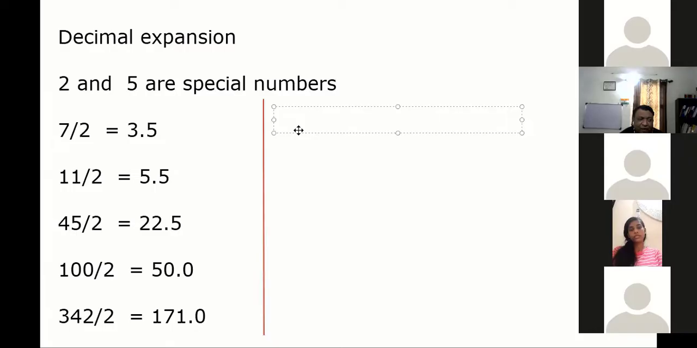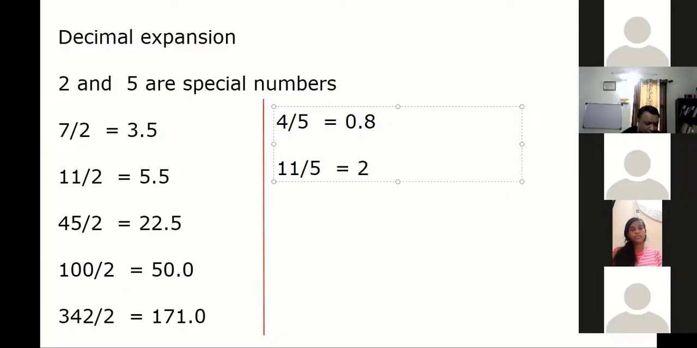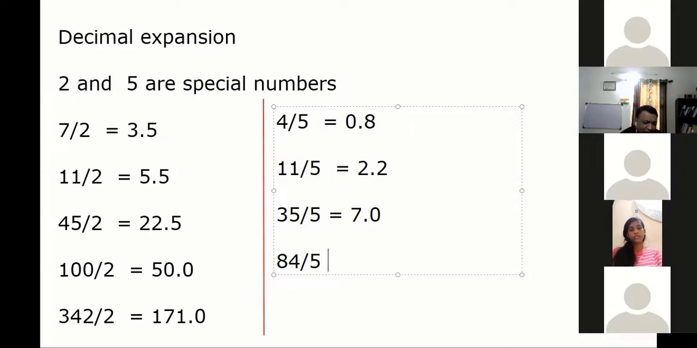Now let's see the property of 5. Take any number. Say 4 divided by 5 is 0.8. Say 11 by 5 is 2.2. Suppose 35 by 5 is 7, or I'll write 7.0, or say 84 by 5.